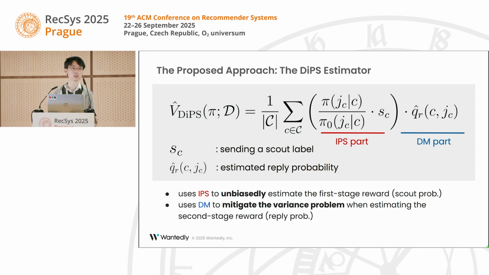The scout sending level is relatively dense, so we use its IPS to provide an unbiased estimate with importance weighting. In contrast, the replying level is very sparse, so we use its DM to mitigate the variance problem. DIPS shows large variance reduction compared to IPS due to this reward separation. It slightly has bias, but achieves lower MSE due to the better bias-variance control.